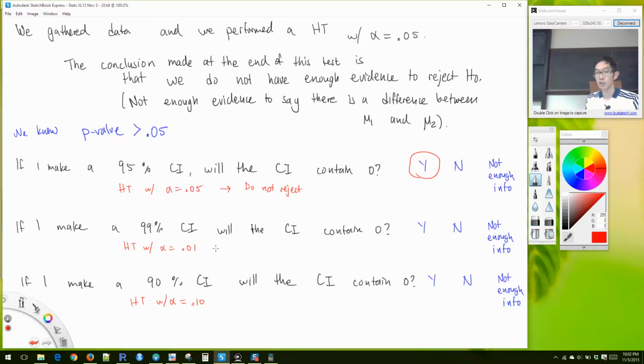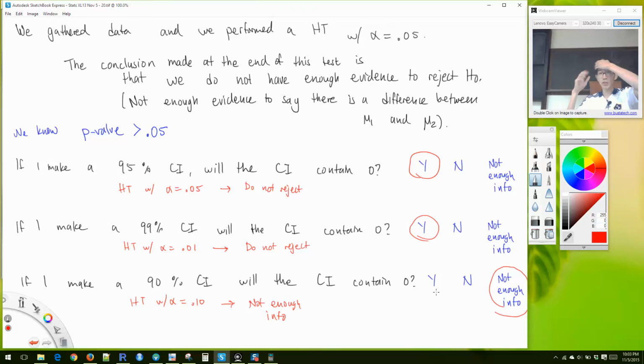A 99% confidence interval would then what? It would contain 0 also, because at 0.01 we would not reject, which means our confidence interval would come to the same conclusion, meaning it could contain 0. 90% confidence interval, same thing as alpha equal to 0.10. So this we said not enough info, and that would be the same over here, not enough info.